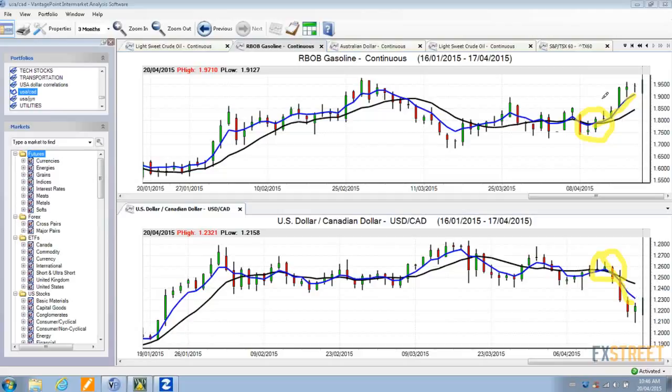So any pause in RBOB gasoline contracts will immediately send U.S. CAD higher. I don't care what the central banker does. So when we talk about fractals on the RBOB contracts, well, lo and behold, we're coming up to a pretty significant area right now. So we just have to be very, very cautious with this, and not get caught up in the noise.